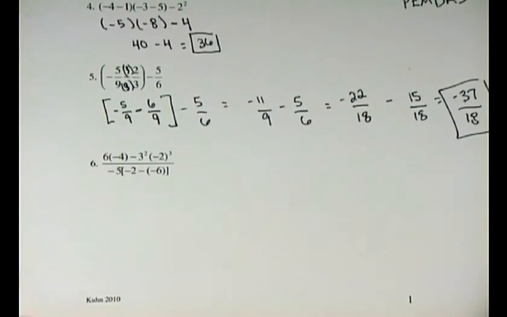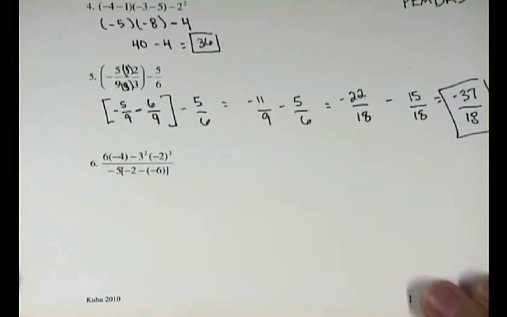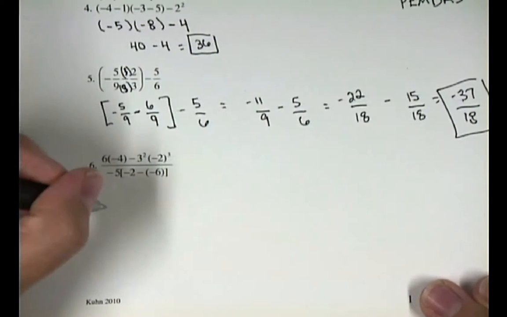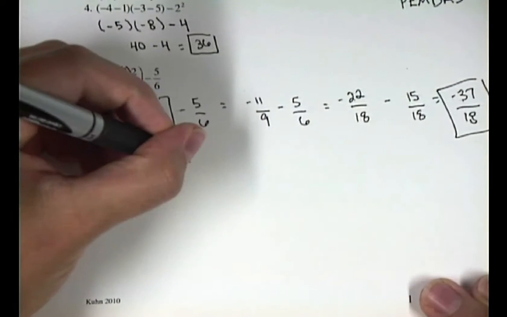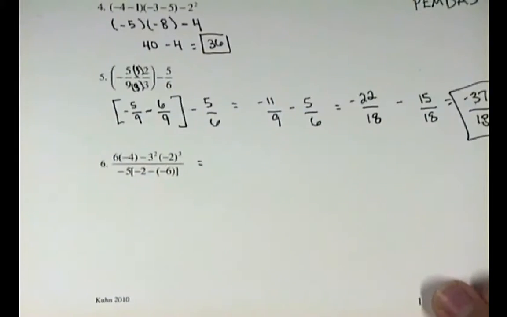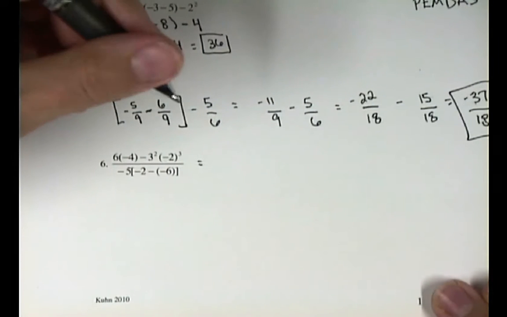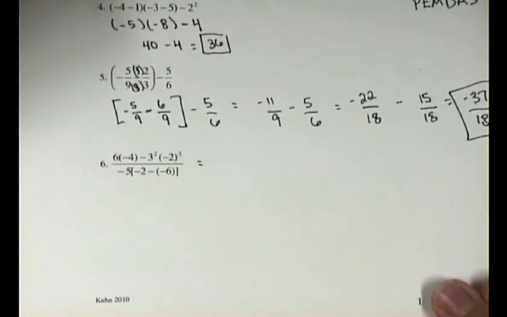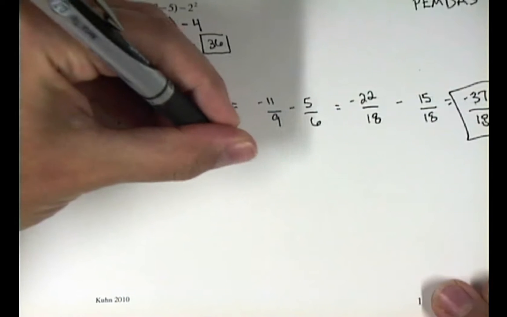The last one of simplification, just using your basic order of operations, looks complicated, but it's really not that bad. Just go through and do what you can using your order of operations. So I guess I'll work out to the side. I'm going to do this multiplication. 6 times -4 is -24.